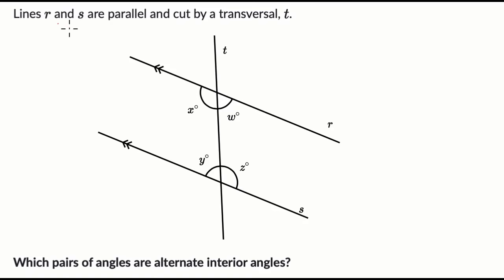We're told lines R and S are parallel and cut by a transversal T. So this is R and S, and we can see from these arrows that are pointing in the same direction that these are two parallel lines. They will never intersect. And a transversal is just a fancy word for another line that intersects both of those parallel lines. Now we're asked which pairs of angles are alternate interior angles.